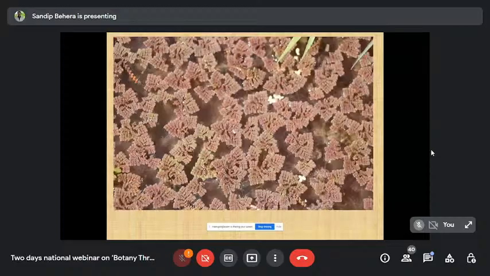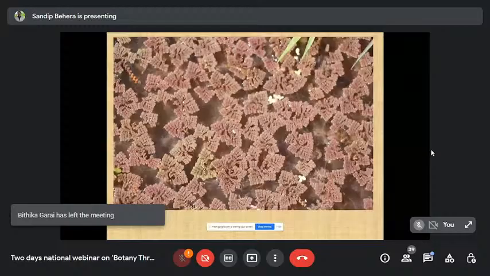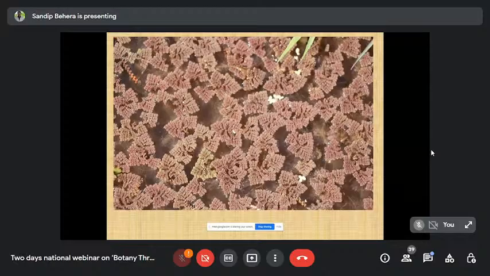This is Azolla pinnata. It is used as a green manure, which has very good nitrogen fixation property.